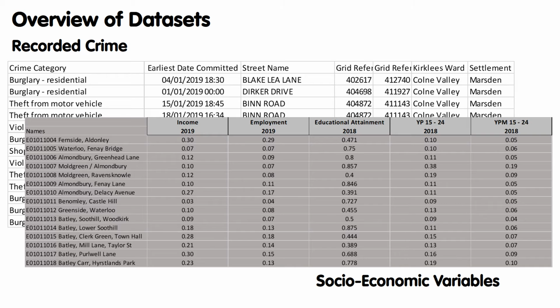This table here is broken down by super output area on the left hand side, and that's the smallest geographical area you can get data for, so it's quite rich in terms of that.